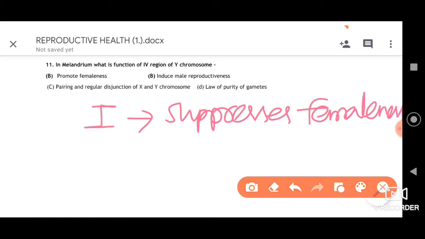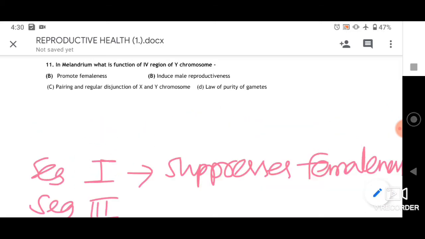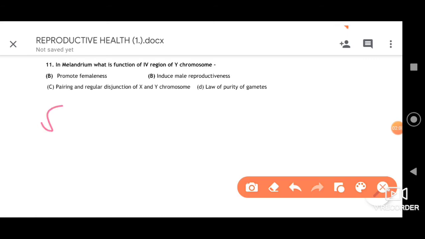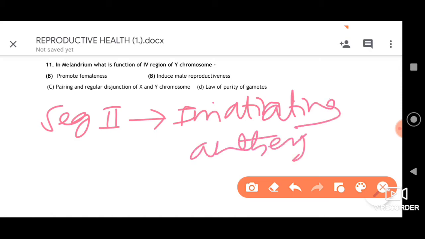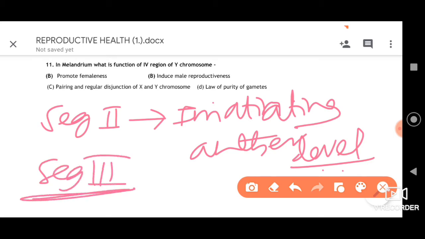So it inhibits the female flower development, the segment 1. Then segment 2, which is present in the other chromosomes. This segment 2 will help in initiation of anther development, my dear friends. Alright, so next further segment 3 is present, so it controls the anther development.